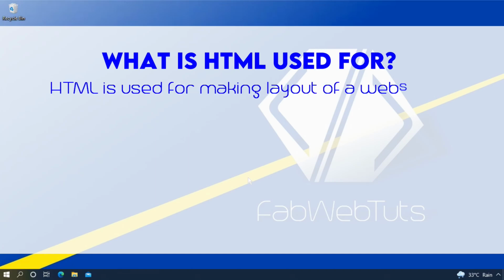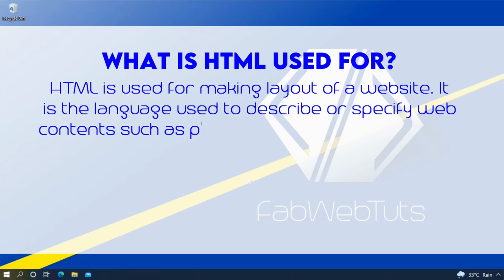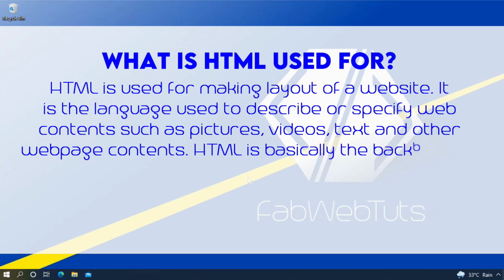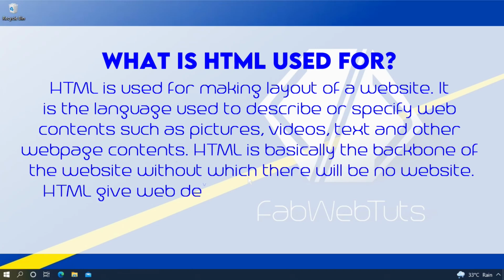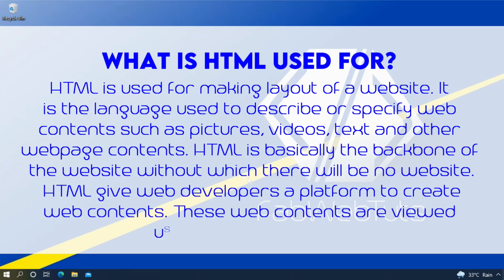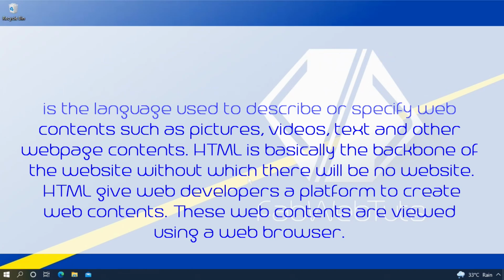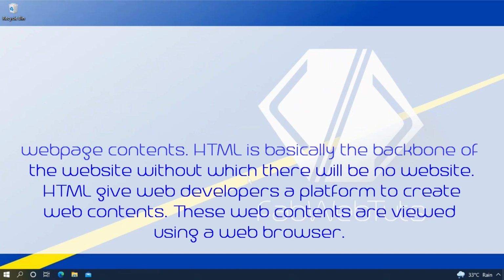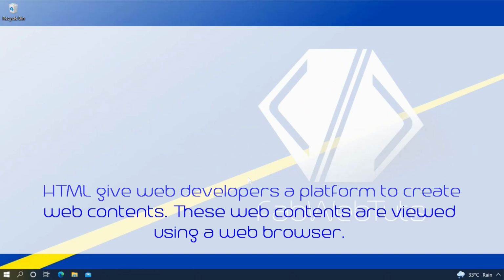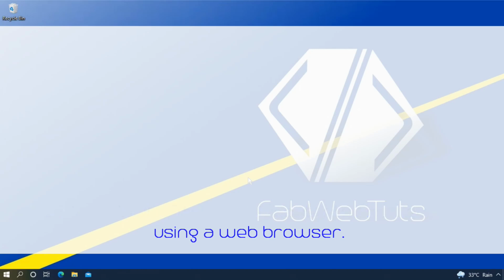So what's it used for? HTML is used for making layouts of your website. It is the language used to describe or specify web content on your website, such as pictures, videos, text, and other web page content. HTML is basically the backbone of the website, without which there will be no website. HTML gives web developers a platform to create web content. These web contents are viewed using a web browser.